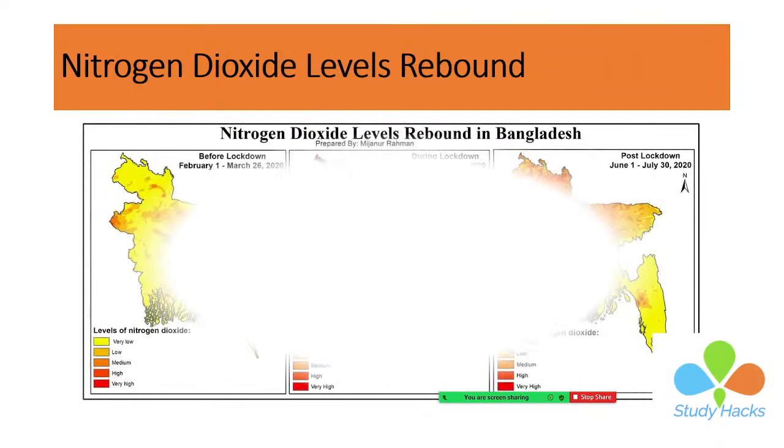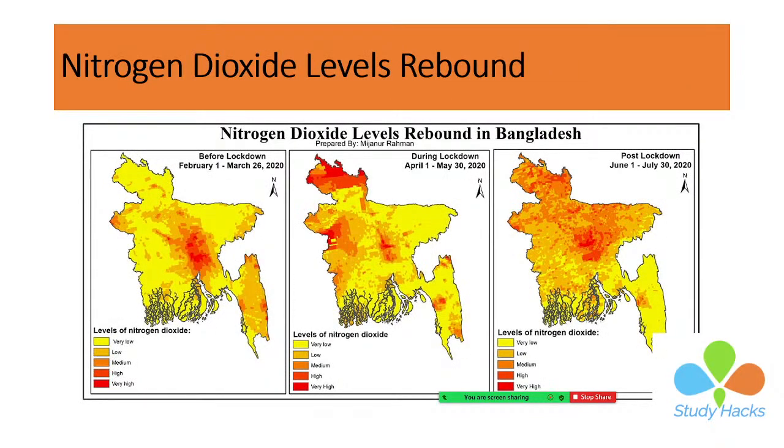And you can see this is another example, the same way for nitrogen dioxide levels rebound in Bangladesh. So before lockdown, during lockdown, and post lockdown, we get this time duration, and we can get all of these from the Google Earth Engine platform in TIFF format. Then we can easily make the map layout with the ArcMap software.